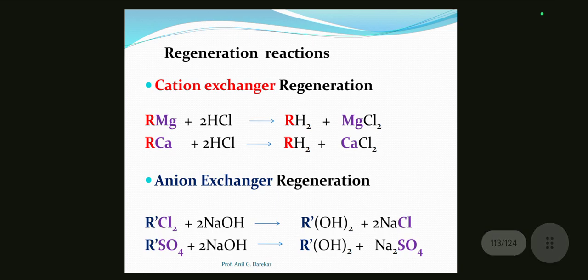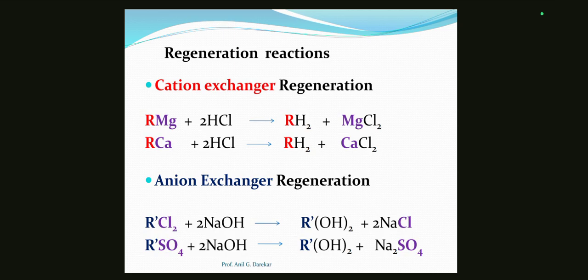Now for regeneration, the first reaction you have to write is for the cation exchanger resin. So here RMg is the exhausted cation exchanger. What do we add from the top? We add HCl for regeneration, and we get RH twice again. And what is released? MgCl2 is released, and that MgCl2 comes out through washing. Likewise, you can write the reaction for calcium. So in the exam, you have to write the reaction for either magnesium or calcium. No need to write both reactions.